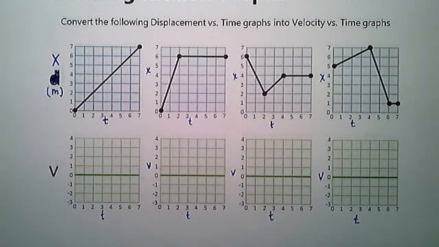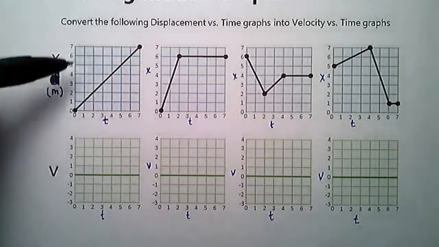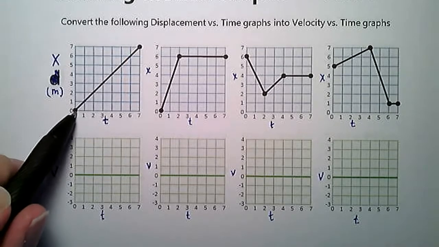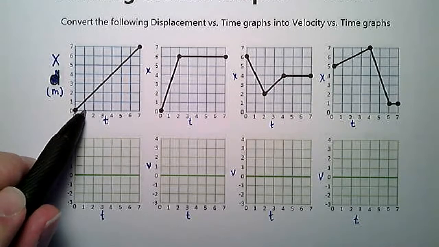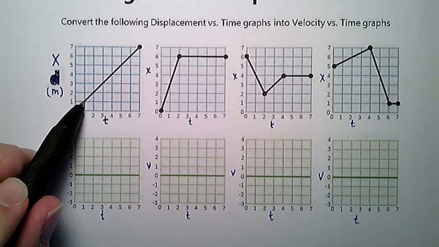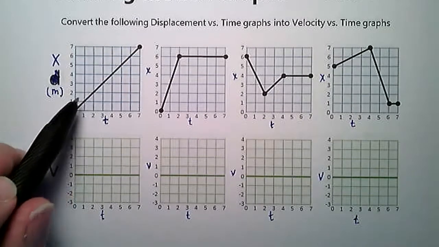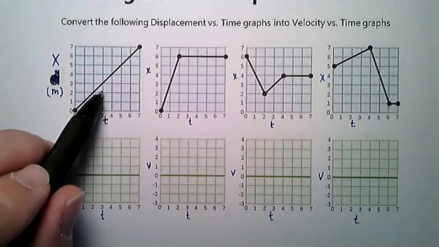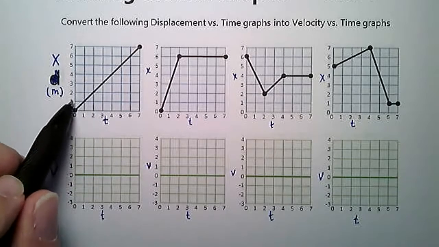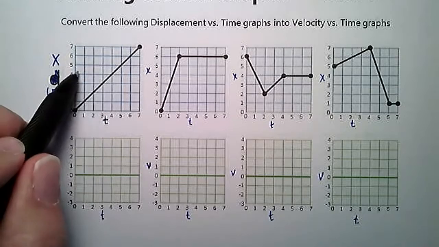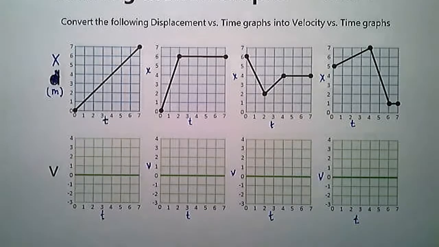Now what I would say, if I looked at this, is I'm noticing that my position here is changing. At time 0, I'm at 0 meters, but at time 1 second, I'm at 1 meter. So I've moved from 0 to 1 meter away after 1 second. After 2 seconds, I'm 2 meters away from where I started. After 3 seconds, I'm 3 meters away. After 4 seconds, I'm 4 meters away, and so on and so forth.